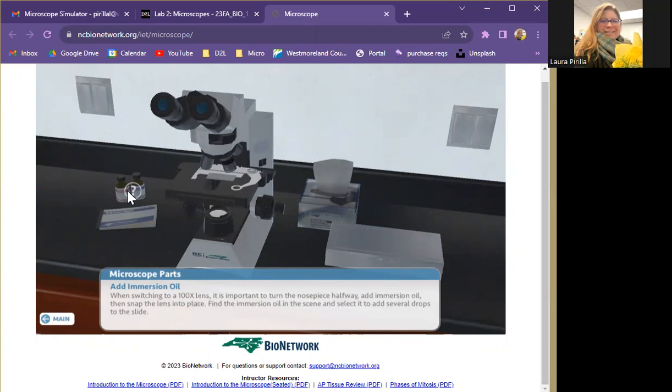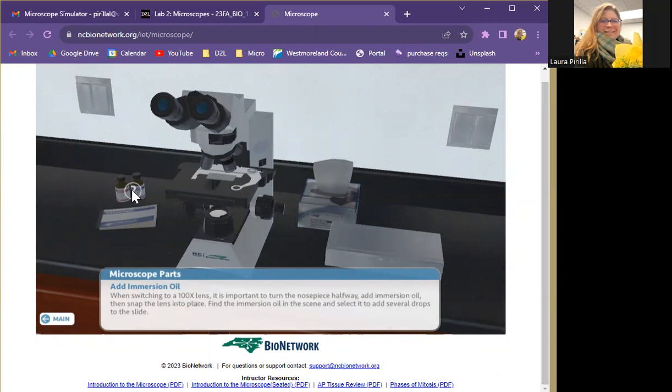And the reason we use specifically immersion oil is it's got a refractive index that's the same as glass. Now, what that means is that when light goes through it, and you don't have to understand what this means, but I want to explain it. The refractive index is how much it bends the light when the light beam goes through it.